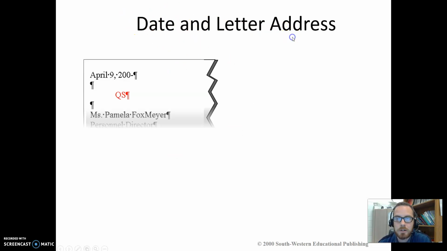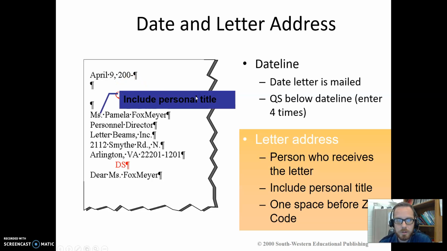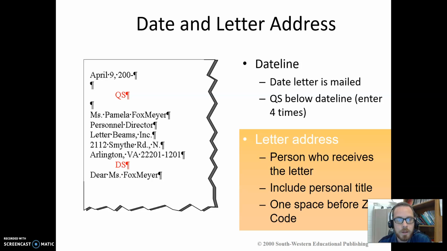Date and letter address. So let's talk about the date and letter address, even though we already talked about it. Oh, you can see it now. That's perfect. Okay. I don't have presenter view, so I can't tell when I'm about to close. Go back previous. Actually, I'll just use my arrow keys. Sorry. Okay, so you'll see QS and DS right here. That stands for quadruple space or double space.